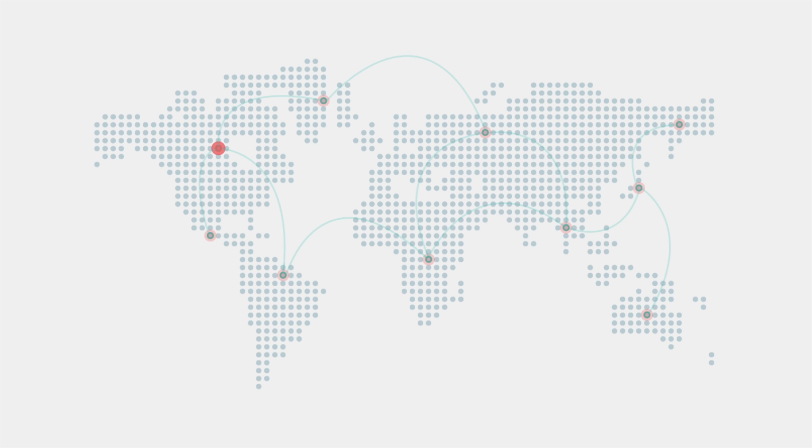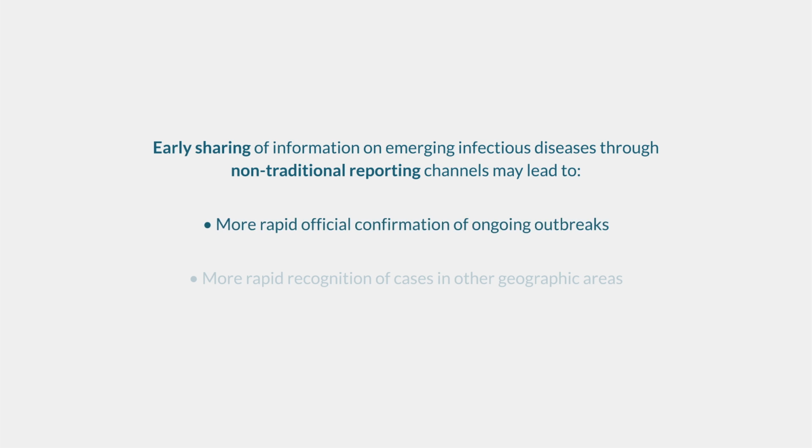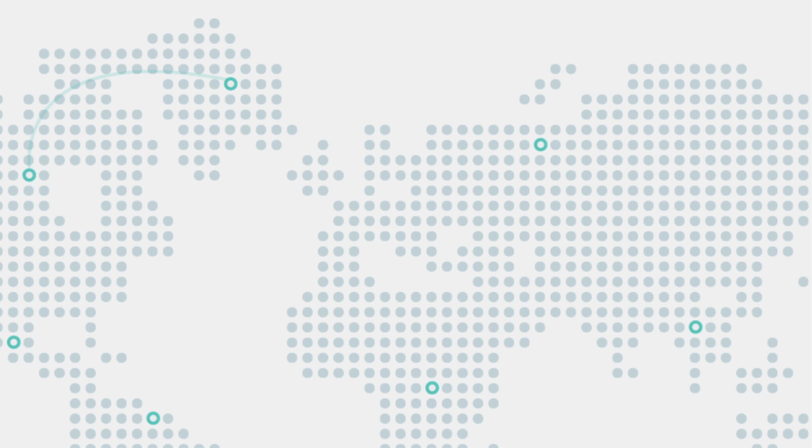Non-traditional information sources may be the first indication of an unusual health event, particularly those occurring in remote areas. Early sharing of information on emerging infectious diseases through non-traditional reporting channels may lead to more rapid official confirmation of ongoing outbreaks and more rapid recognition of cases in other geographic areas. Innovative disease surveillance methods continue to demonstrate an ever-increasing potential to help us detect outbreaks faster and with greater sensitivity.